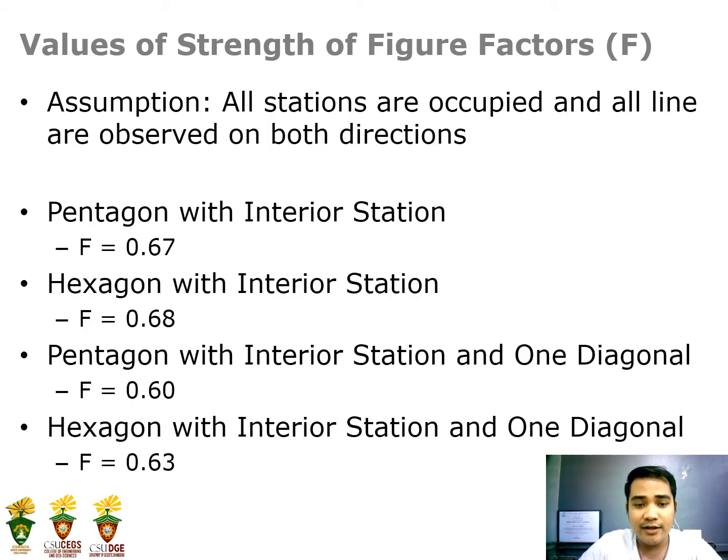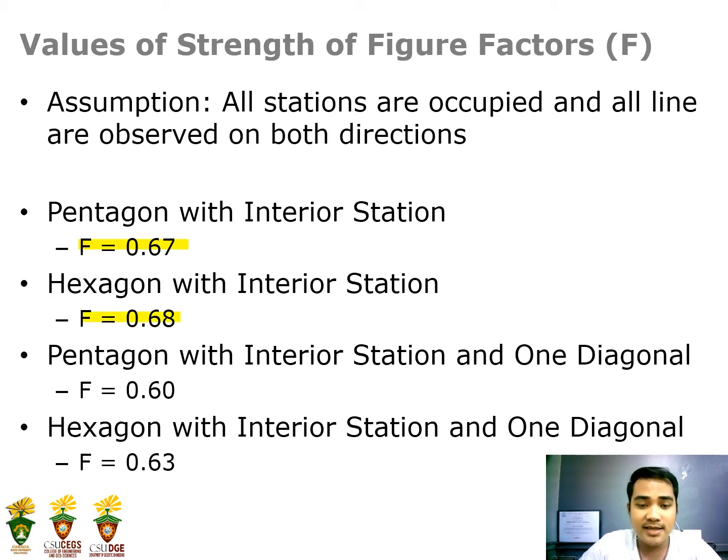And another figure to be considered is the pentagon with interior station. Using those formulas that we discussed earlier, we can have the strength of figure factor F equals 0.67. Another one is the hexagon with interior station. Its strength of figure factor is equal to 0.68.